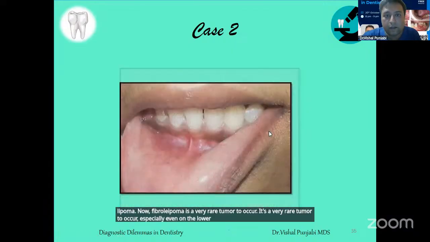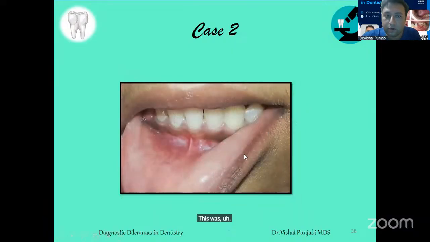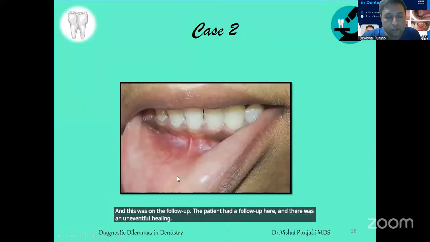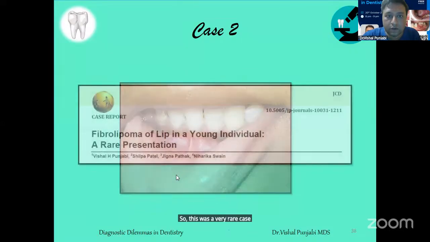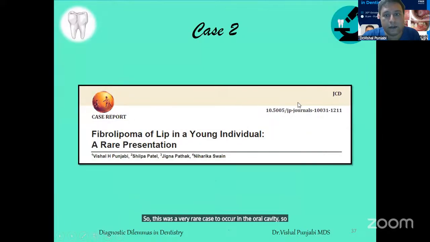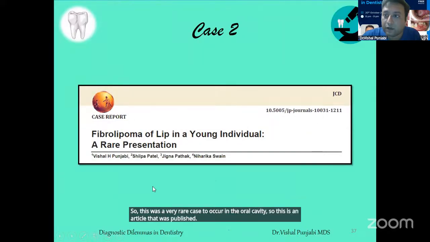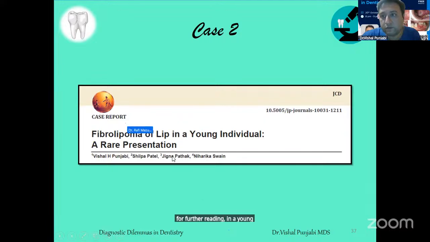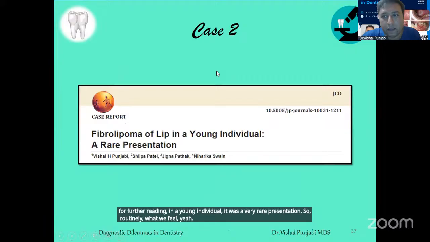So I think this was the ninth case report of fibrolipoma here, and this was on the follow-up. The patient had a follow-up here, and there was uneventful healing. So this was a very rare case to occur in the oral cavity. This is an article that was published, for further reading. In a young individual, it was a very rare presentation. So routinely what we feel is that it could be just a fibroma.